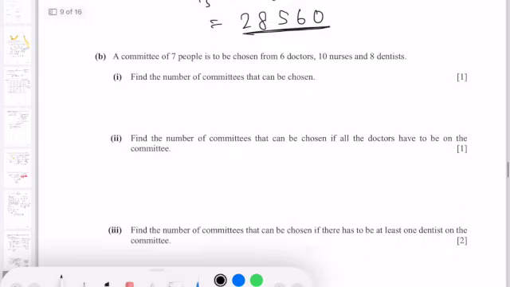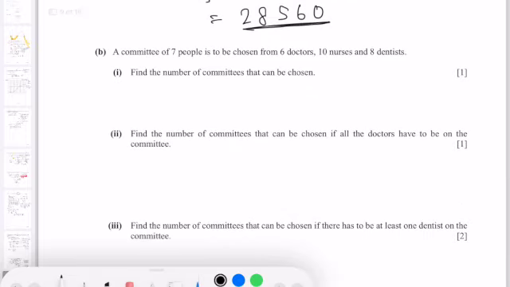Okay, next question. A committee of 7 people is chosen from 6 doctors, 10 nurses and 8 dentists. Find the number of committees that can be chosen. This is a matter of committee, that means selections. Selection matters, that is combination. A committee is having 7 people.